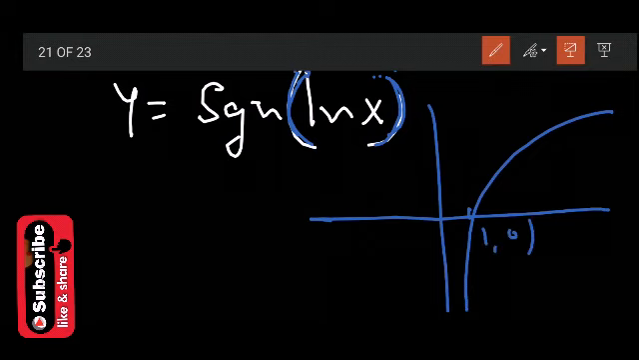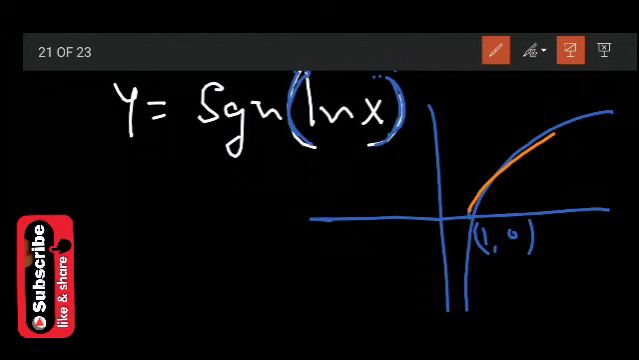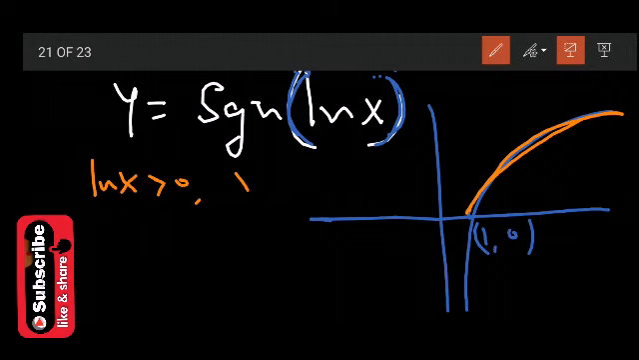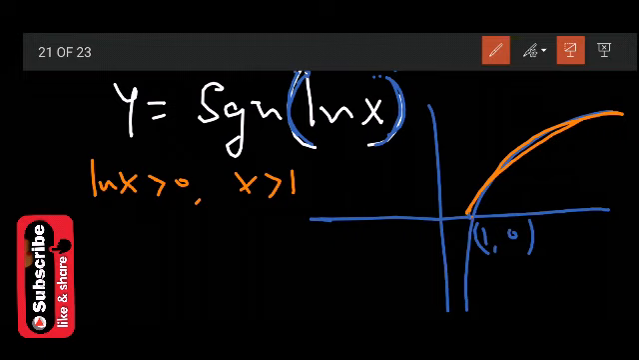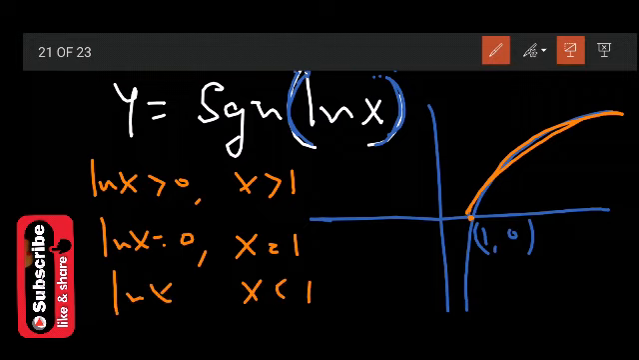So we can see very easily that ln x is positive for all the values of x greater than 1. So for these values, signum will become 1, right? For x equal to 1, ln x vanishes. And for x less than 1, ln x is negative.